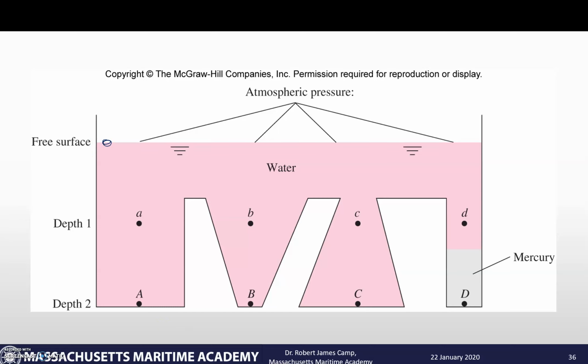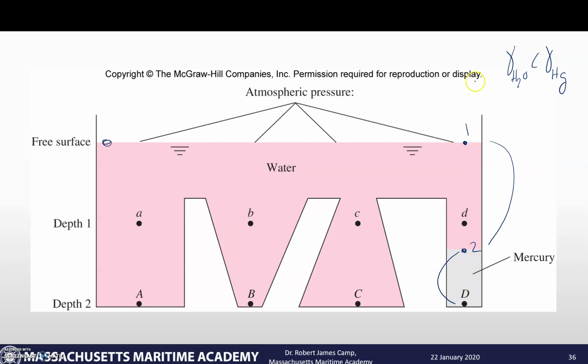D is a little bit different because D has mercury on top of it. Think back to the hydrostatic equation is all based on gamma, the specific weight. The specific weight of water is much less than the specific weight of mercury. So actually, to calculate out that mercury, we'd have to run the hydrostatic equation twice. We'd have to run it between point 1 and point 2 to find out what the pressure at point 2 is, and then we'd have to run it between point 2 and D and add those together.